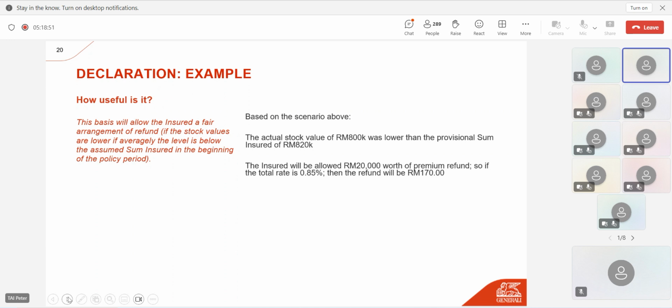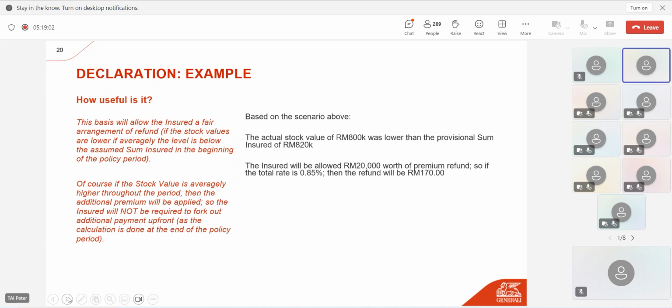We will charge it the difference at the end of the policy period. Either we charge them differently, additional premium, or we will refund the difference to them. Okay. So basically, I come to the end of the policy period. This is the end of my presentation.